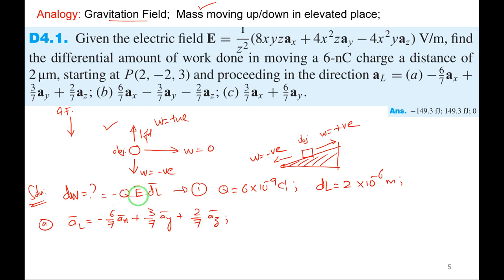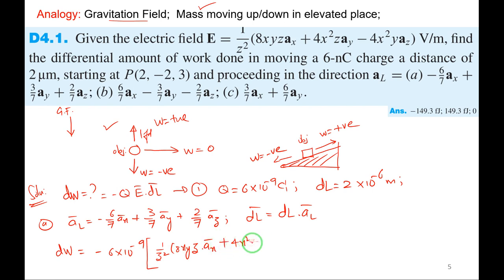So we have the formula minus Q E dot dL. What is this dL vector? dL vector is equal to dL magnitude into AL, where dL is 2 micrometer and AL is given. So substitute and calculate. dW is equal to minus Q, Q is 6 into 10 power minus 9. Then what is E? At point P also he has given, so we can substitute this point also, we'll substitute it later. E is 1 by Z square into 8XYZ AX plus 4X square Z AY minus 4X square Y AZ. I think this is 1 only, let me check it later.